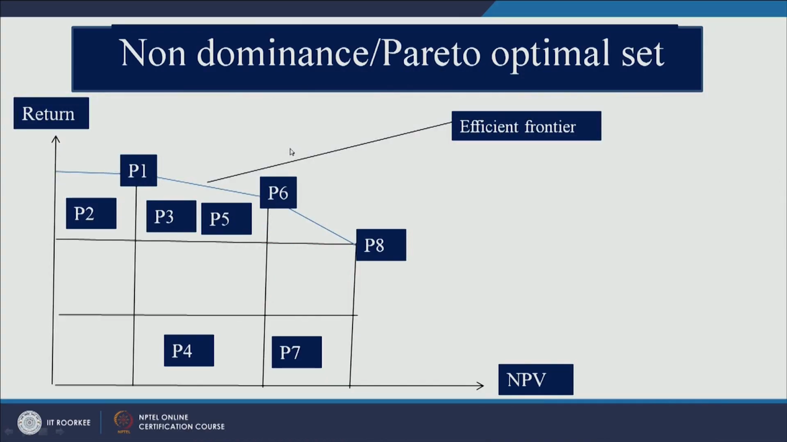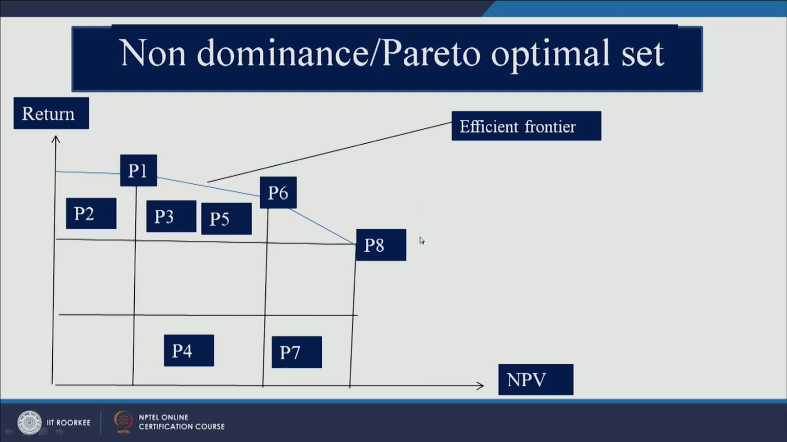So, let us look at what is there in the next slide. So, this is the slide wherein you have got the non-dominance and Pareto optimal set. So, let us say you are selecting projects on the basis of two criteria, net present value and IRR, right, and let us say there are 8 projects. So, you have got, let us say, P1, P2, P3, P4, 5, 6, 7 and 8.